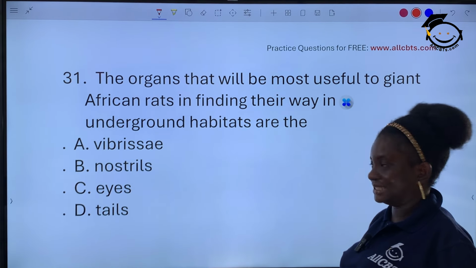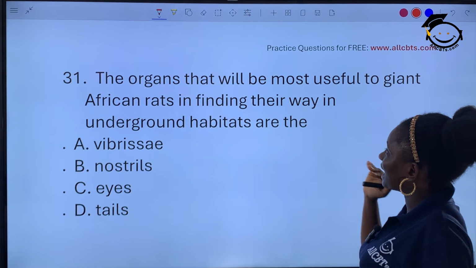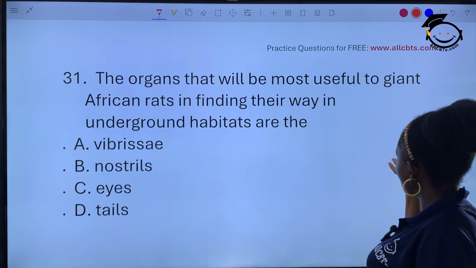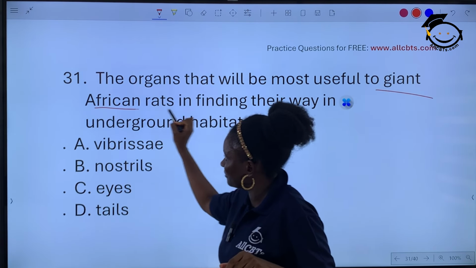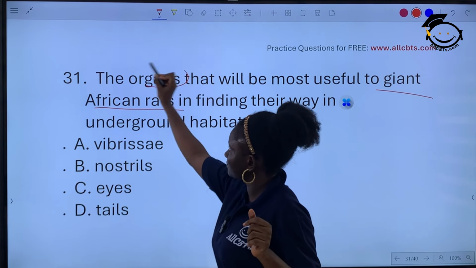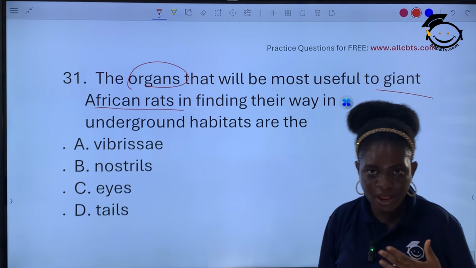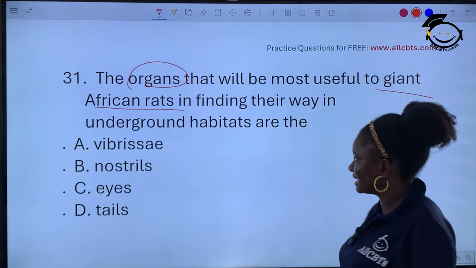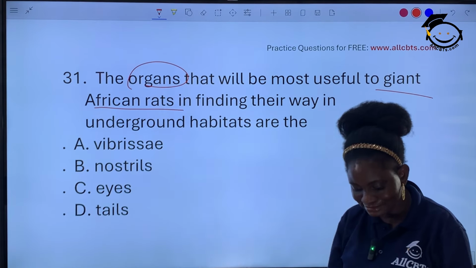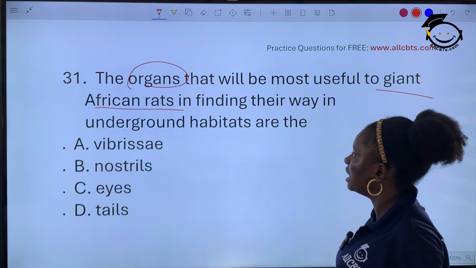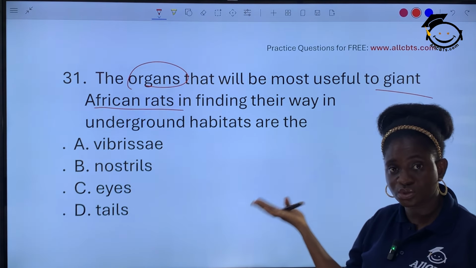Question 31. I hope you are still following. Question 31. The organs that will be most useful to giant African rats in finding their way in underground habitats, under the ground, to burrow the ground and find their way under the ground. So which organ is useful to carry out such function?